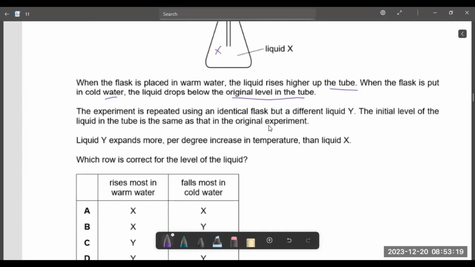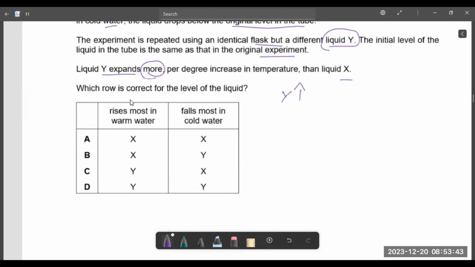The experiment is repeated using an identical flask but a different liquid Y. The initial level of the liquid in the tube is the same as the original experiment. But Y expands more per degree increase in temperature than liquid X. So the expansion of Y is more compared with X. So which one will rise? Which row is correct? Rise most in warm water, falls most in cold water.